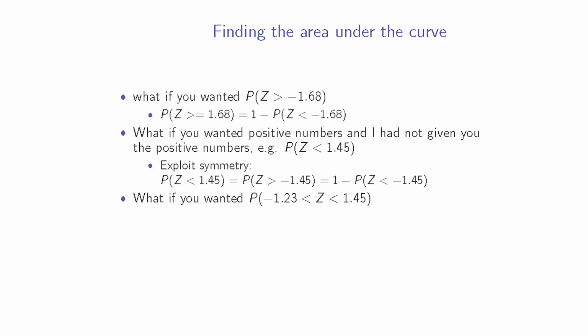What if you wanted the probability that Z is between -1.23 and 1.45? You would take the first one that we already calculated minus that.